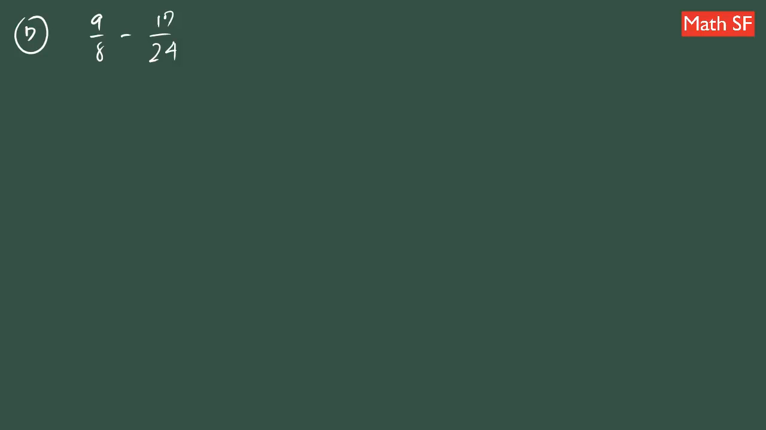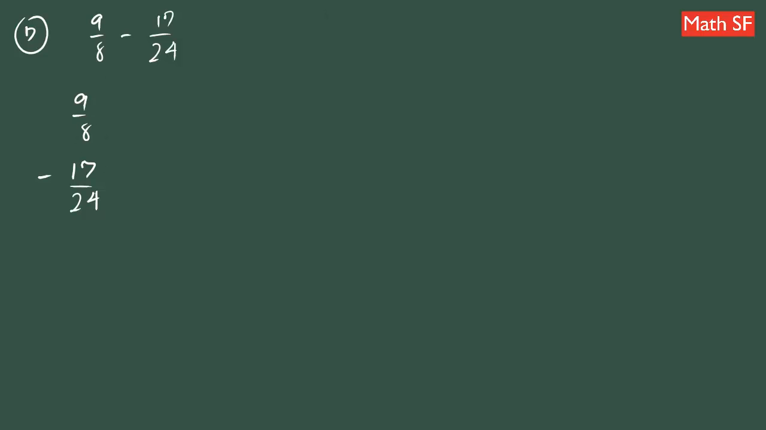In problem number 7, they're asking you to subtract and simplify 9/8 minus 17 over 24. Now we have to align them vertically, so this will be 9 over 8 minus 17 over 24. However, they don't have the same denominator. For them to have the same denominator, we need to find the LCM between 8 and 24.